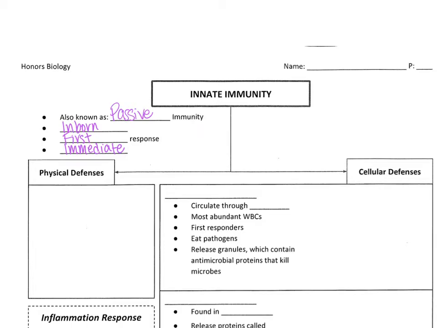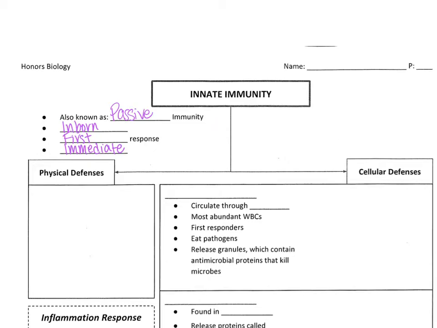Let's start by going over the basics of innate immunity. Innate immunity is also known as passive immunity. Passive immunity is provided when a person is given antibodies to a disease rather than producing them through their own immune system. For example, a newborn baby acquires passive immunity from its mother through the placenta during development.